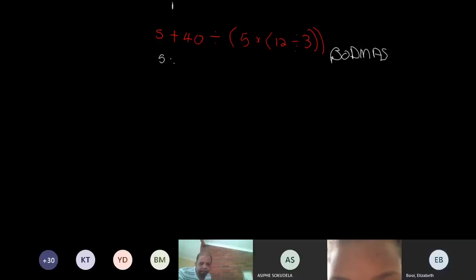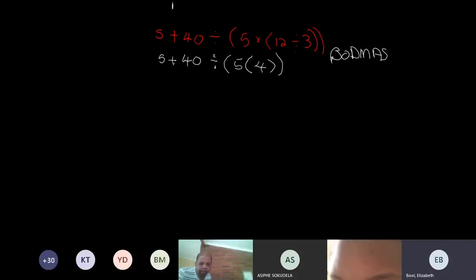5 plus 40 divide by, open bracket, 5. I can write multiplication with a bracket. It still means the same thing. 12 divided by 3. 3 goes how many times into 12? It goes 3, 6, 9, 12, 4 times. So the answer here will be equals to 4. And I can close that bracket.